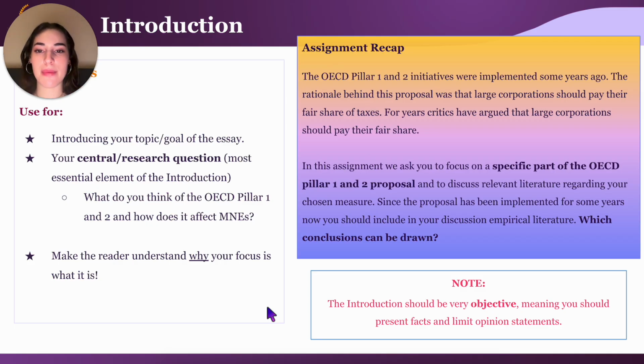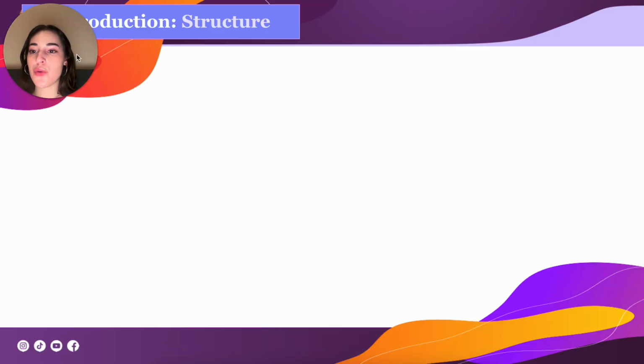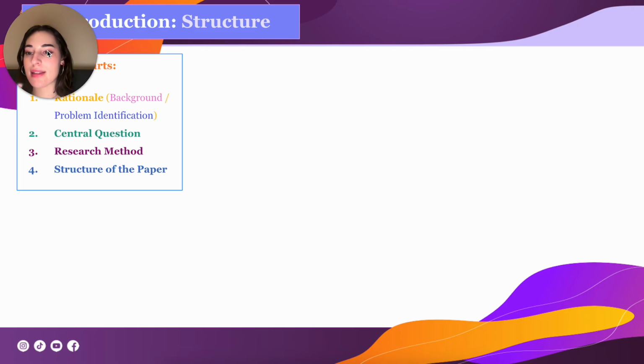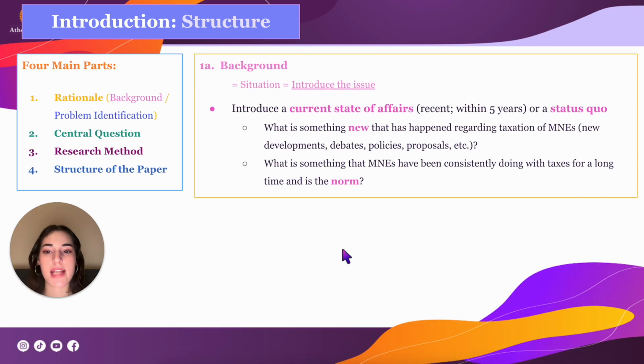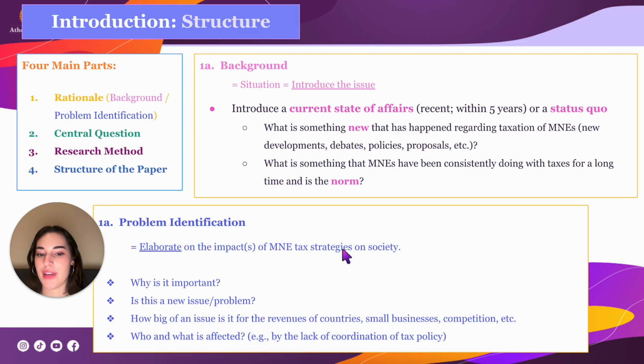So in your introduction, you have 4 main components as your structure, and that is organized by your rationale, which is a combination of background and problem identification. You have your central question, your research method, and the structure of the paper. So firstly, of course, we start with our rationale, and that is setting the scene with the background and context, and then as well the problem identification.